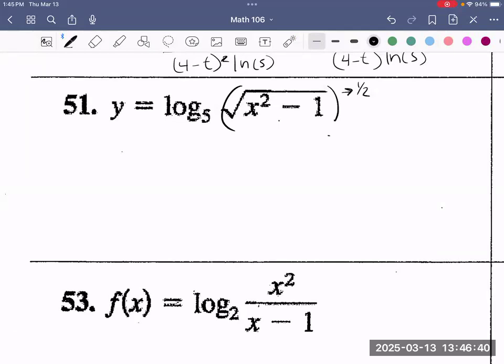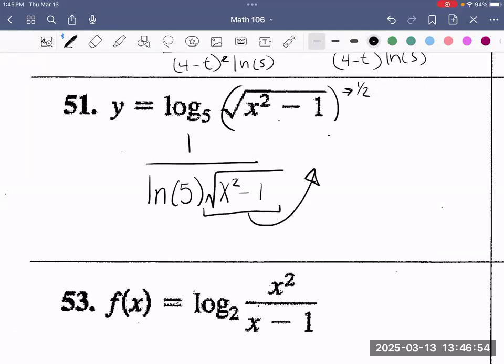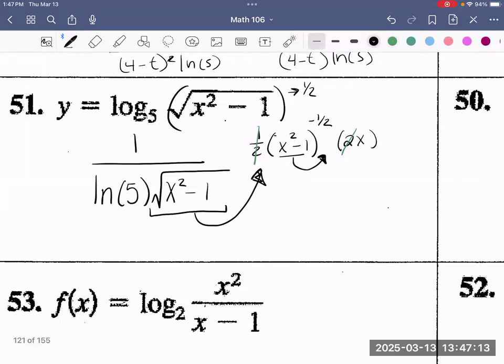So let's go ahead and do 1 over the ln of your base. That base is 5 times everything over here. Now we get to chain rule it. So chain rule, right? We have 1/2 of x squared minus 1, now to the negative 1/2. And keep going. Now we have 2x. Now what's nice is that if we have half of 2, that is just itself, so that will cancel. So altogether we have 1 over ln of 5 square root of x squared minus 1.